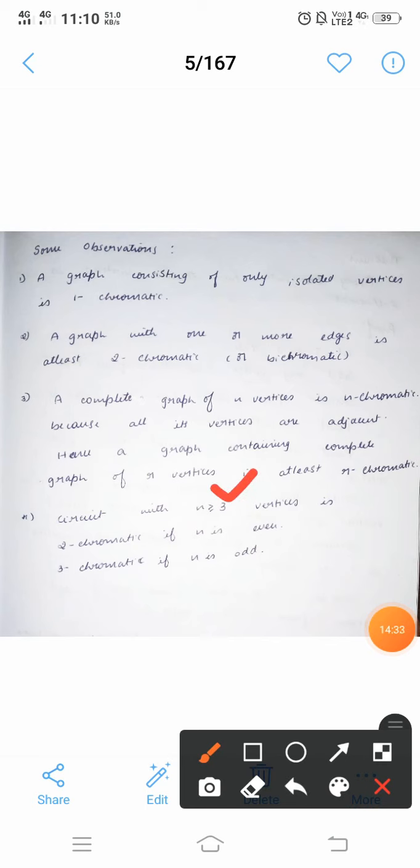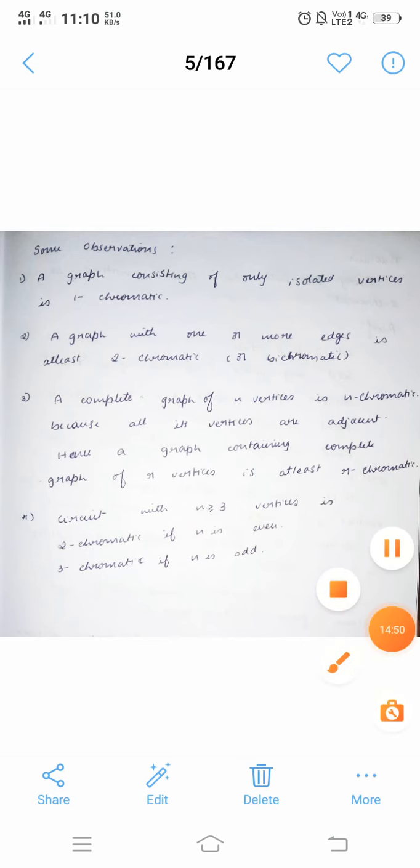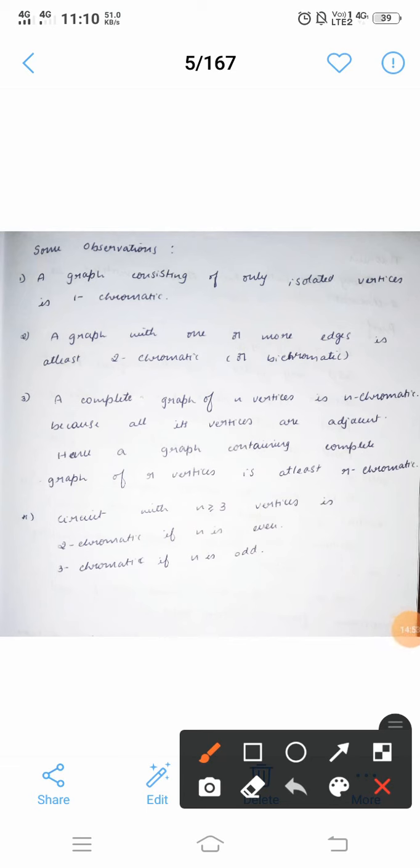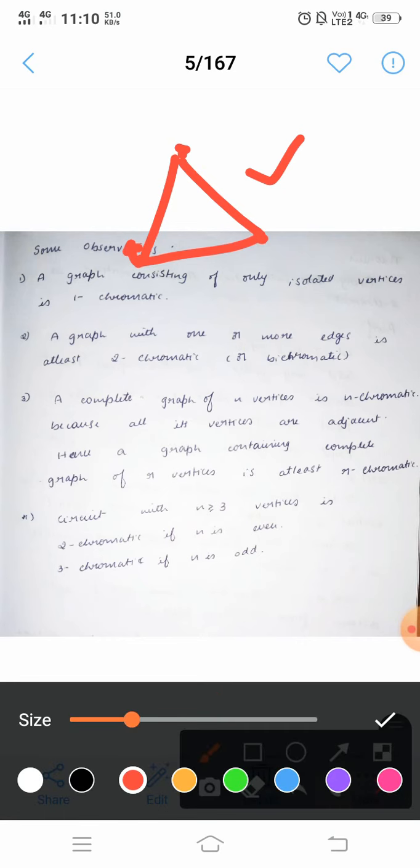So we are taking n greater than or equal to 3. The chromatic number of that circuit is 2 if the circuit has an even number of vertices. If it has an odd number of vertices, its chromatic number is 3. We'll see that. What is a circuit with 3 vertices? It is a triangle. This is a circuit with an odd number of vertices, because 3 is odd. We'll see what the chromatic number is.